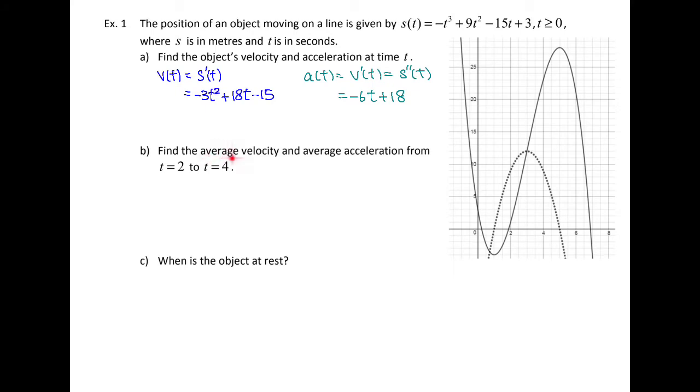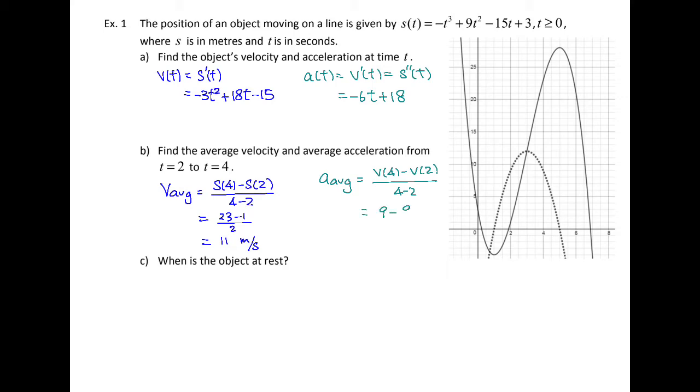Part B, we want to find the average velocity and average acceleration from time equals 2 to time equals 4. This means the average velocity is change in the distance over change in time. So let's substitute 4 into the s(t) function and 2 into the s(t) function to find the position, which is 23 and 1, over 2, which is 11 meters per second. Likewise, the average acceleration will be change in the velocity over changing time. So we are going to substitute t equals 4 and 2 into the velocity time function to find the value. Once we substitute in, you'll see v at 4 is 9, v at 2 is also 9, which will be 0 meters per second squared.